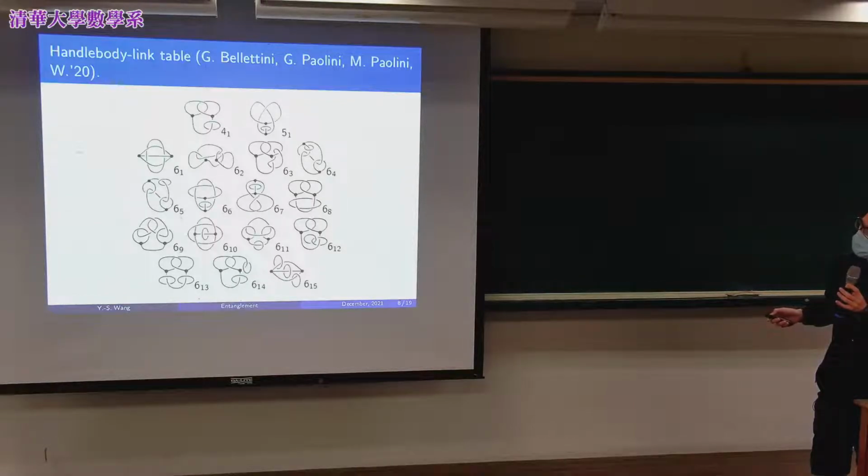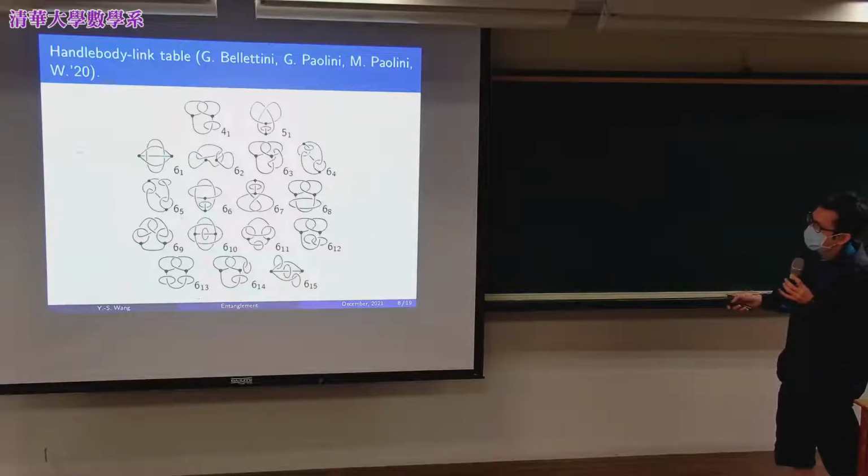But if you have something like this, just fatten it, then you get a handle-body link. You see, it looks like a skeleton, and as long as you have a skeleton, you can recover it. So you can obtain a different table with different representation, but it must be equivalent to some of them.